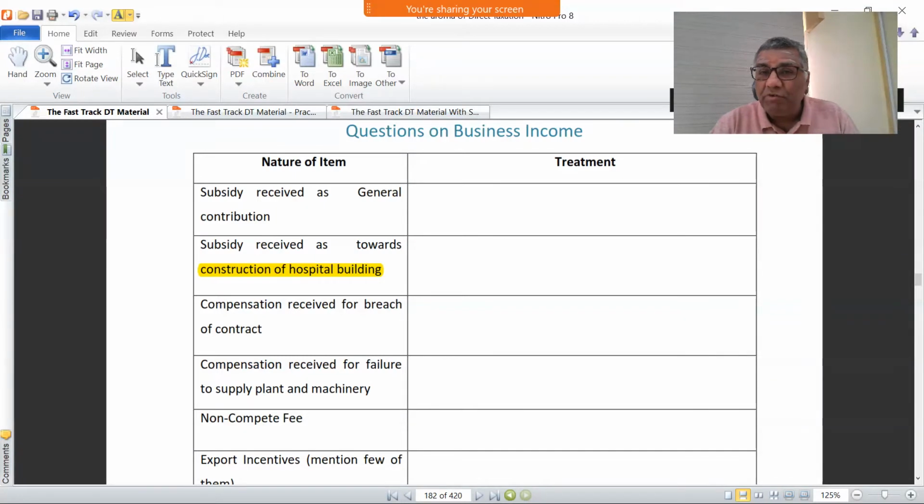Compensation received for breach of contract, income. Compensation received for failure to supply plant and machinery, Saurashtra Siemens case.